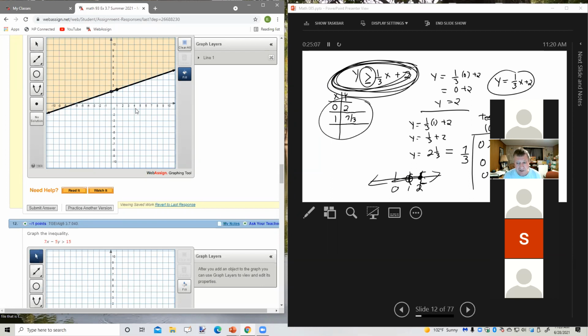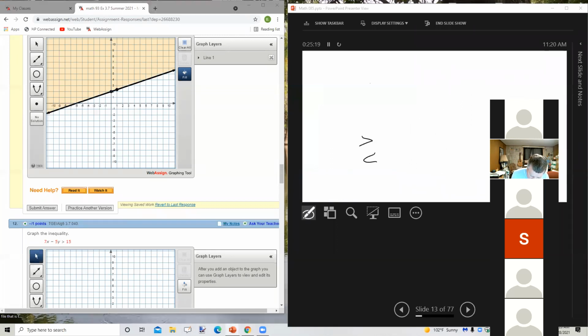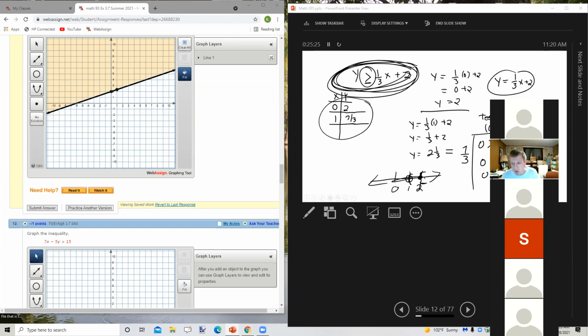Okay? Is that still considered a linear inequality then? Yes, it is. Because if it just has the equal, it's a linear equation. But if it has greater than or less than or greater than or equal to or less than or equal to, those are all considered linear inequalities. Yes, good question. Okay. All right. Any questions on this example?